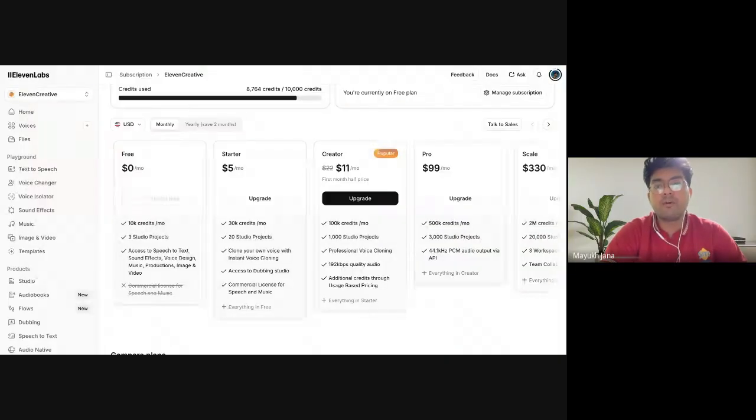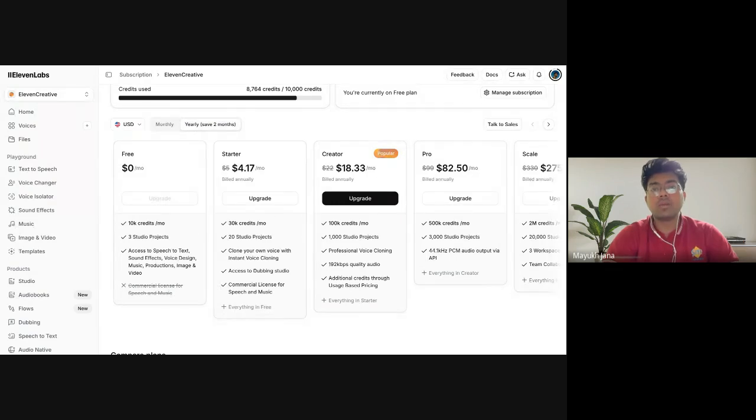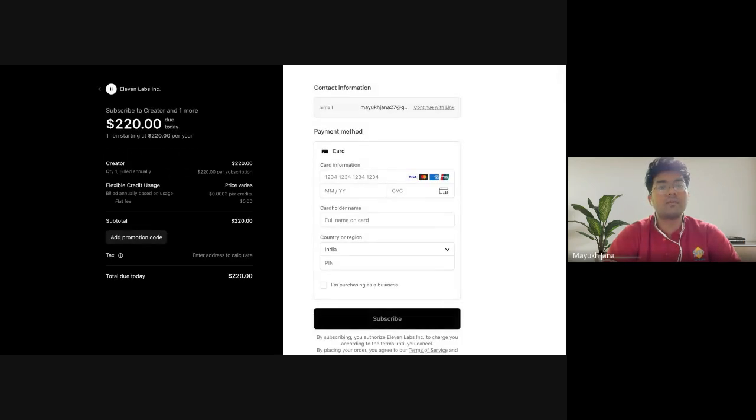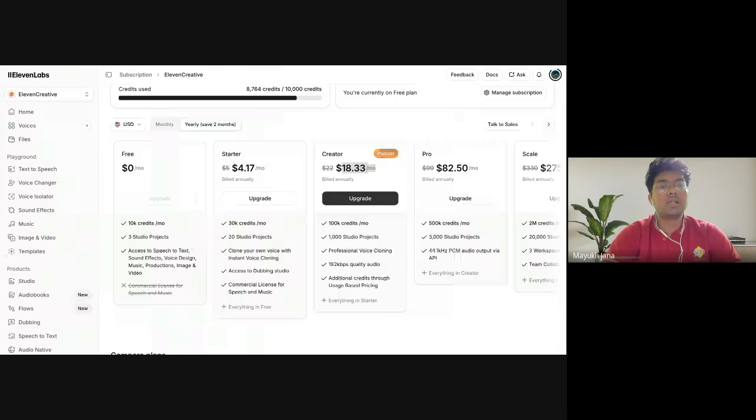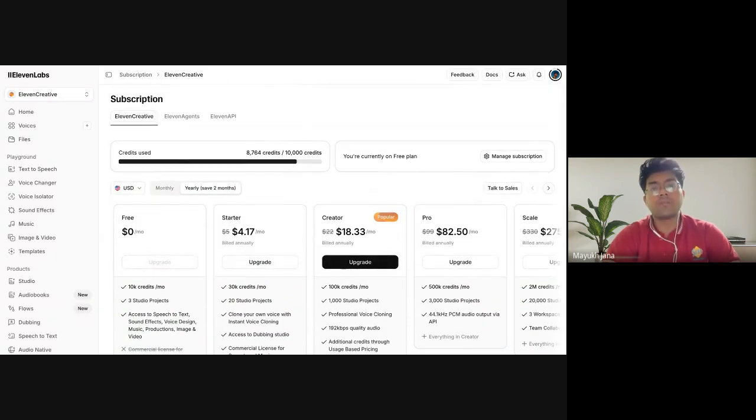monthly it is $11 per month, the creator one, as you can see. And from the second month onwards, it is actually $22 per month. But this is for monthly. If you buy it yearly, it will take $18 per month. If I upgrade it, it will take you $220 in the entire year. But for now, use your own account.